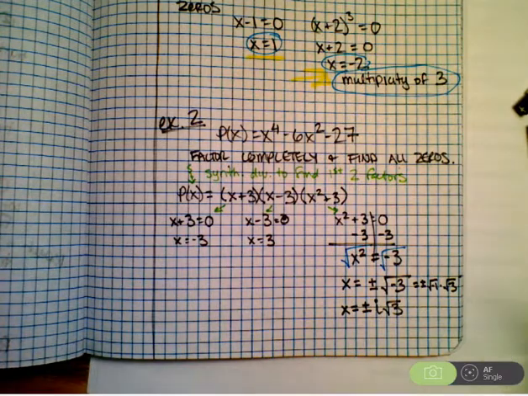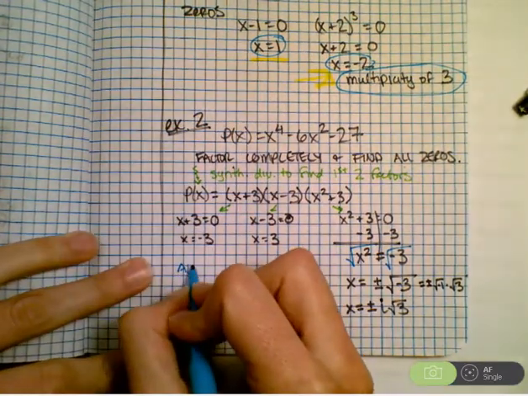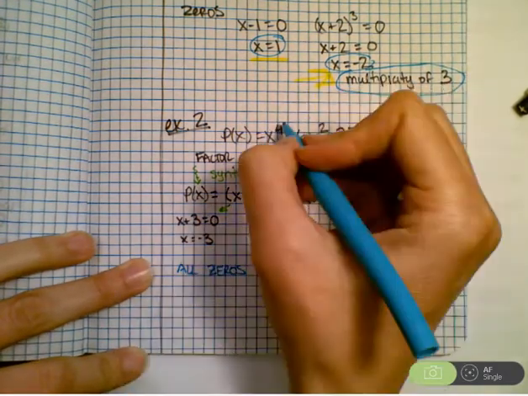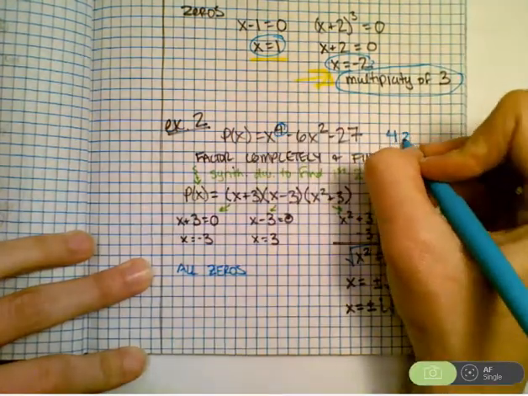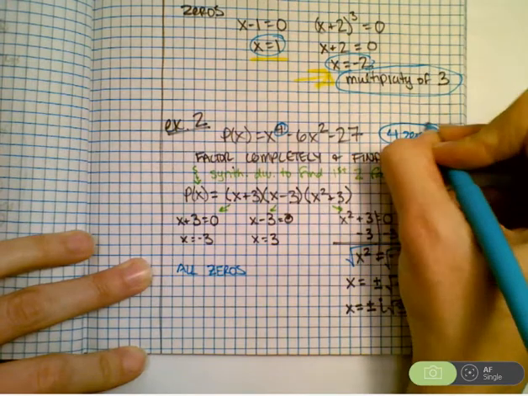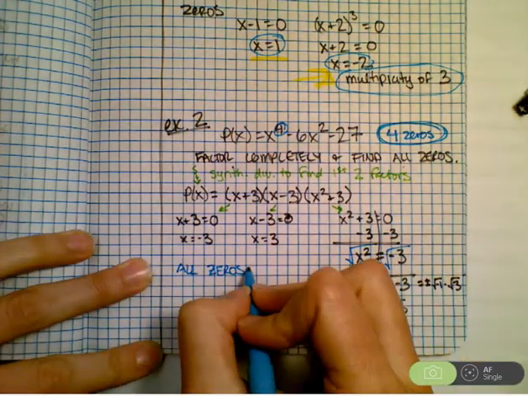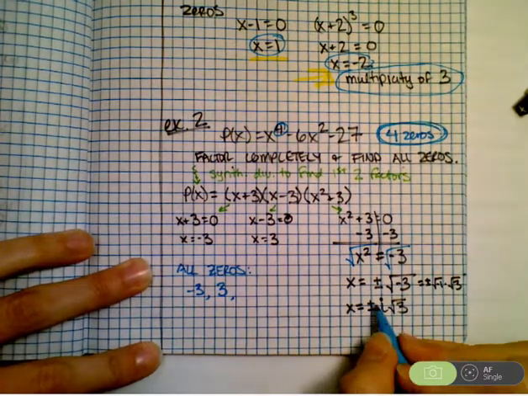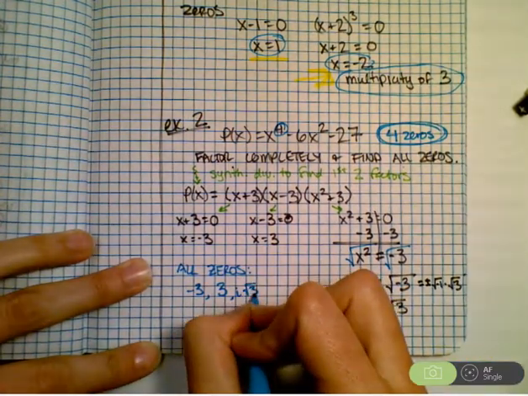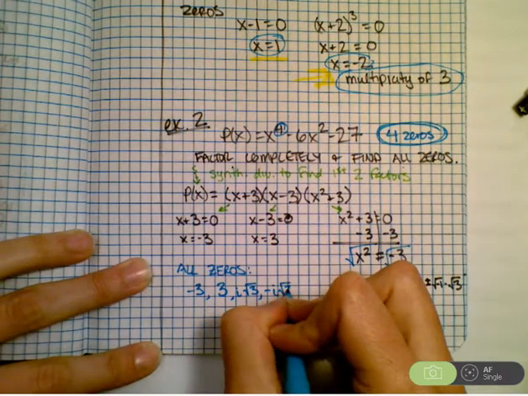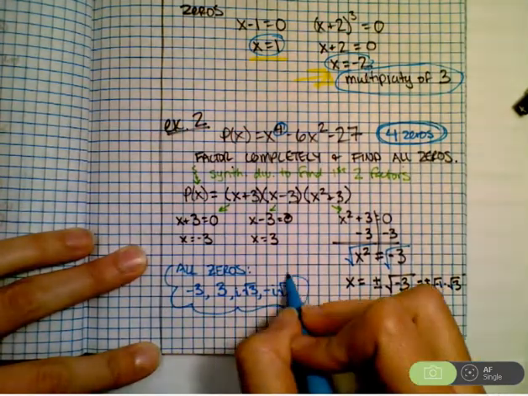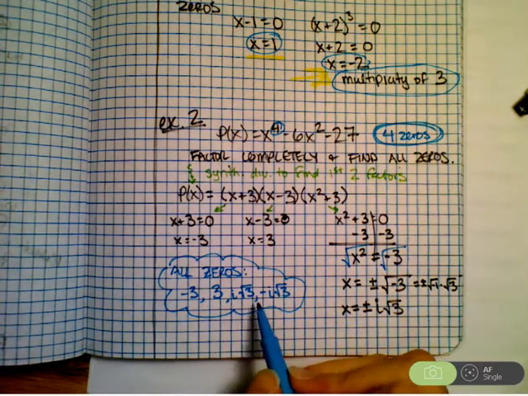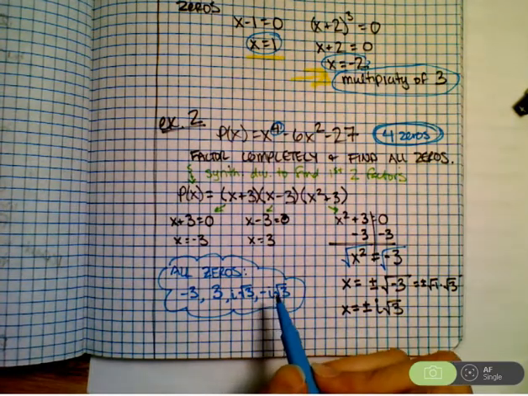So when we're listing all the zeros for this, remember our exponent was 4, so we need to find 4 zeros, right? 4 is our magic number. So all our zeros are negative 3, 3, positive i root 3, and negative i root 3. So sometimes our zeros will be imaginary, and that's okay too. Those ones aren't going to show up on the graph.